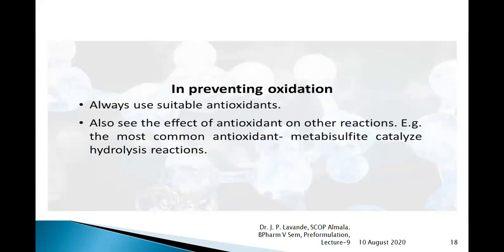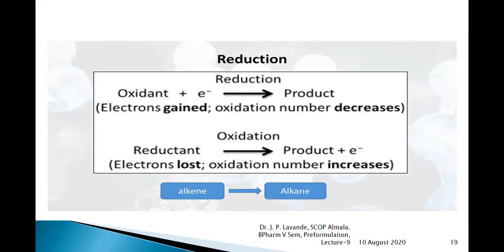Now, in preventing oxidation, we always use suitable antioxidants. In order to prevent oxidation, we want agents which are called antioxidants. Also, consider the effect of antioxidants on other reactions. For example, the most common antioxidant, metabisulfite, will catalyze the hydrolysis reactions.